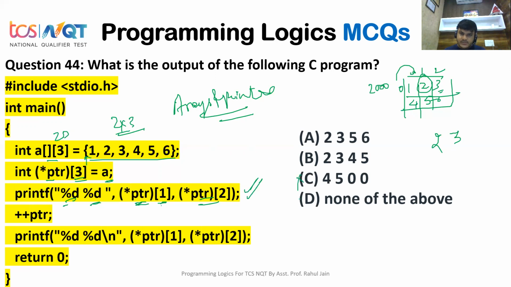So option C is cancelled. And then ++ptr. If you will see, ++ptr means we are changing the array index to here now. Initially the pointer was pointing there, and now it will point here. So now we are printing *ptr1. In that case, it would print the value 5, and ptr2 will print the value 6. So 2, 3, 5, 6, that is option A is the correct answer.